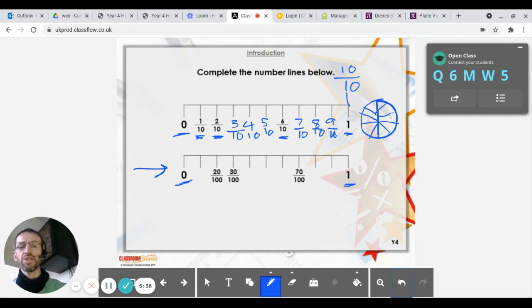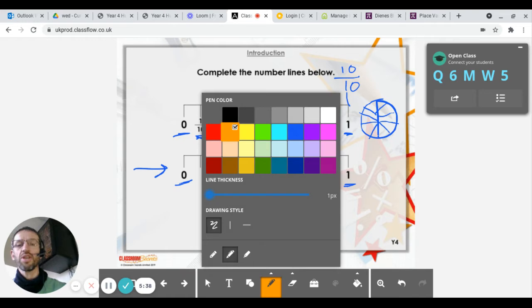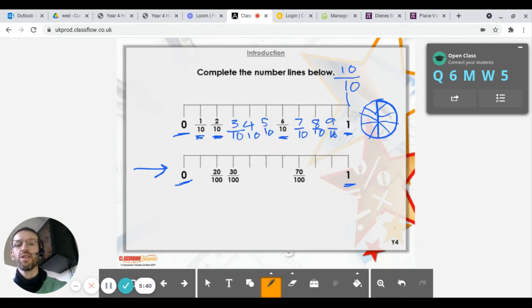Some of the number line's missing, but some of it is there. So let's have a look at what they've given us. They've given us 20 hundredths. 20 over 100 is 20 hundredths. And look, 20 hundredths lines up with 2 tenths. So they are the same. 2 tenths is the same as 20 hundredths.